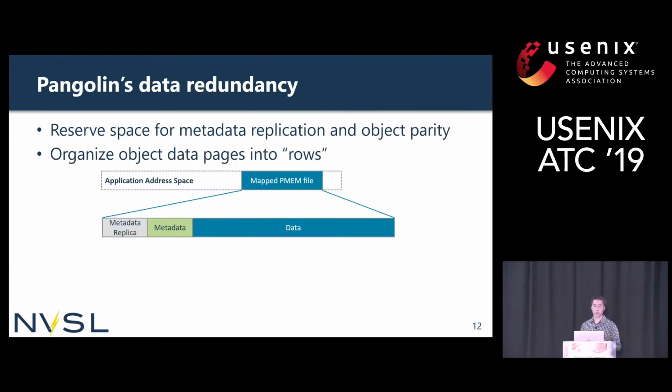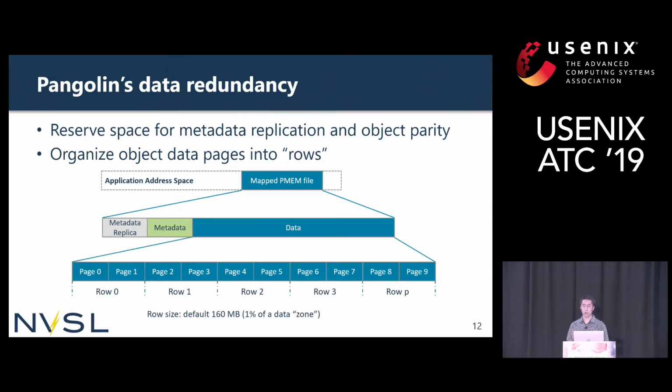Pangolin creates an object store using a memory-mapped persistent memory file. In such a mapping, Pangolin first reserves space for its metadata replication. Then it virtually divides all the data pages into equally sized rows. A row contains a set of pages that are continuous in address space, and the row size is 1% of a data zone size. Zone is a term we borrowed from libpmemobj to reference a huge memory block for object allocation. A zone size is 16 gigabytes in both libpmemobj and Pangolin. So Pangolin's row size is 160 megabytes.